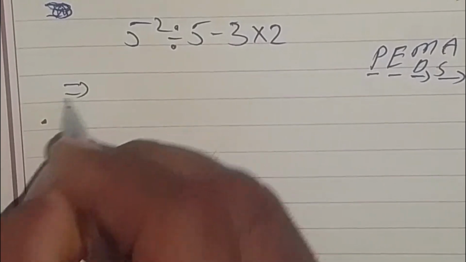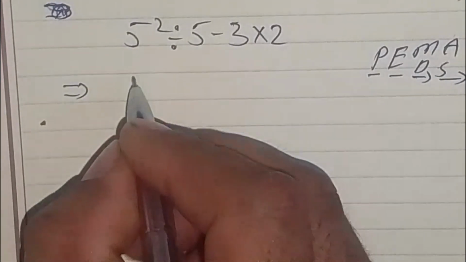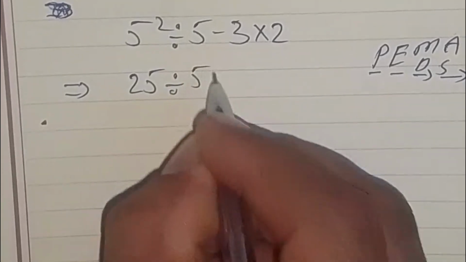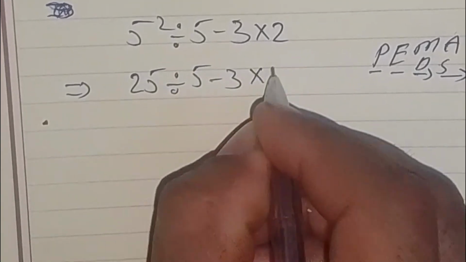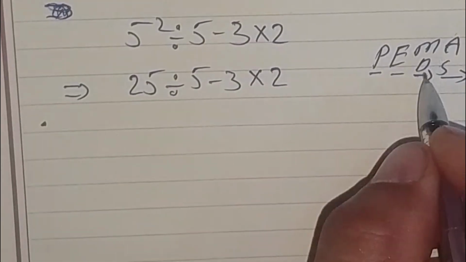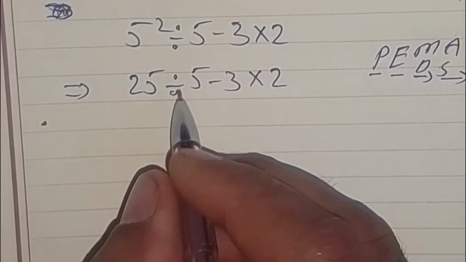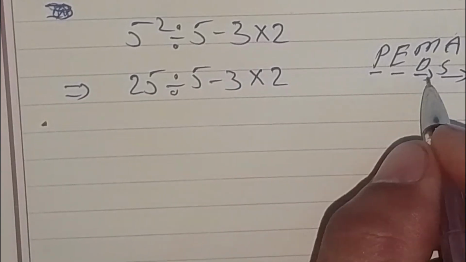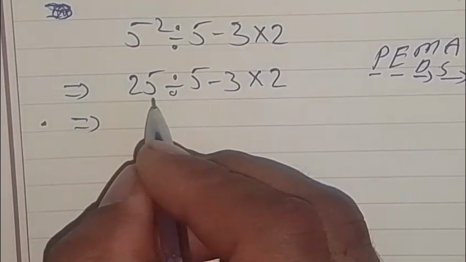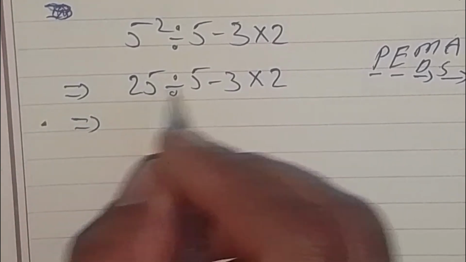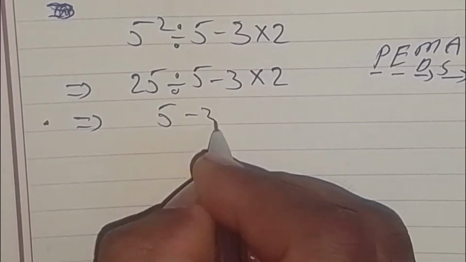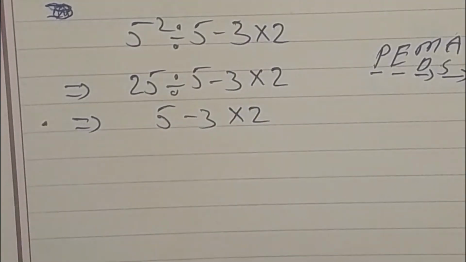Now 5 power of 2 gives us 25 divided by 5 minus 3 multiplied by 2. Now we solve multiplication or division. So we solve it from left to right. Now on the left side we have division, so first we solve division. 25 divided by 5 gives us 5 minus 3 multiplied by 2.